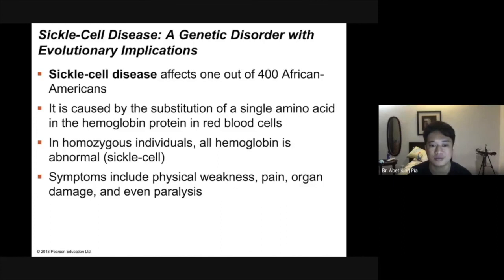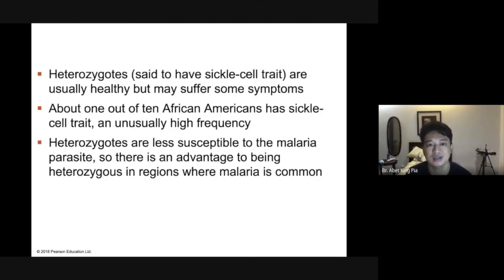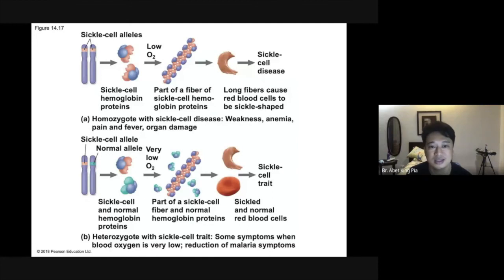So the symptoms or the phenotype for sickle cell disease, it includes physical weakness, pain, organ damage, paralysis. Yan, kasi hindi nagpa-function properly yung red blood cells. So, ito yung itsura ng sickle cell disease. You have the sickle cell allele that affects the hemoglobin.